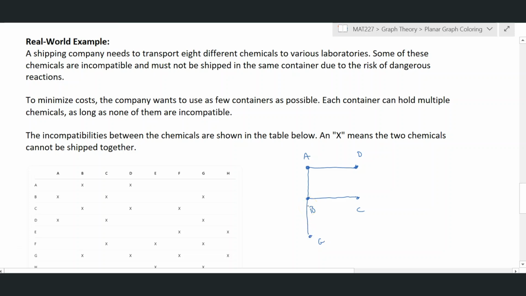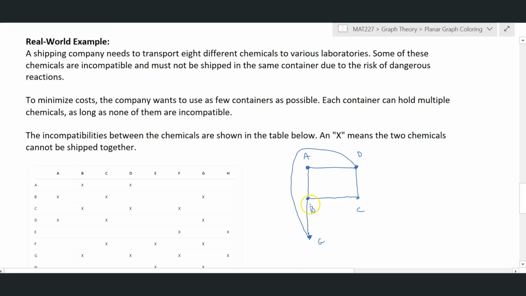Now, I'm going to try to make this into a planar graph if I can. I don't know if I'll be successful, but let's give it a shot, because we know if it's a planar graph, we could use less than or equal to 4 colors for sure. B can't be transported with G. C can't be transported with B or D, so there we go. Now D can't be transported with A, can't be transported with C, we've already got those, and it can't be transported with G. Okay, so I will maybe just draw this around here.